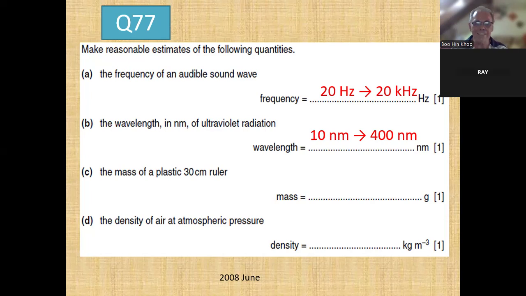Mass of plastic 30 cm ruler. 10 grams. Okay. Density of air at atmospheric pressure. It does repeat sometimes. They just reword it differently, that's all. We have just done it. Remember, density of water is 1,000, so density of air is 1,000 times smaller. So it's one only.